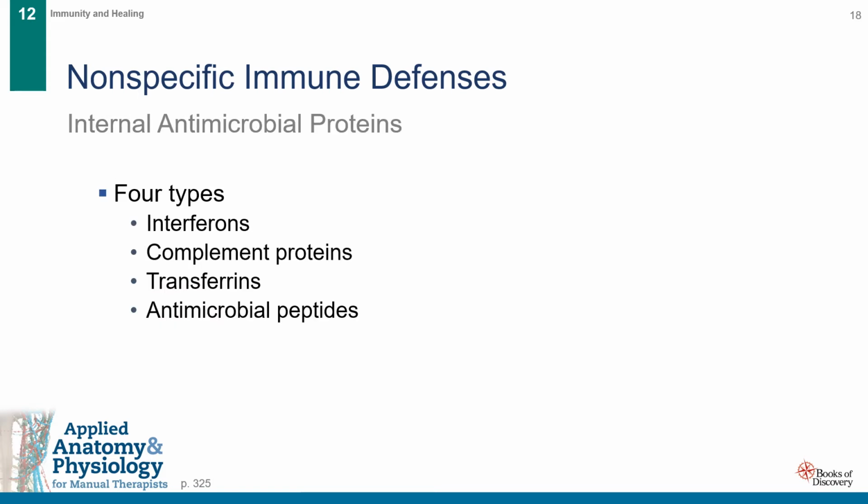Now let's discuss the internal antimicrobial proteins as a part of the nonspecific immune defenses. If a pathogen gets past the body's physical and chemical barriers, it meets with a number of internal general defense mechanisms. Four types of antimicrobial proteins found within various body fluids provide the first line of nonspecific internal resistance.